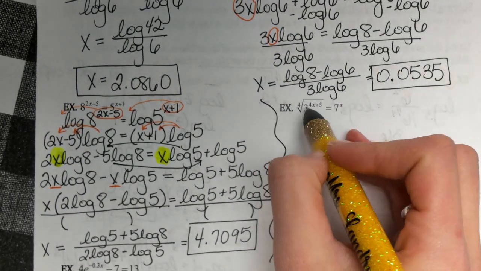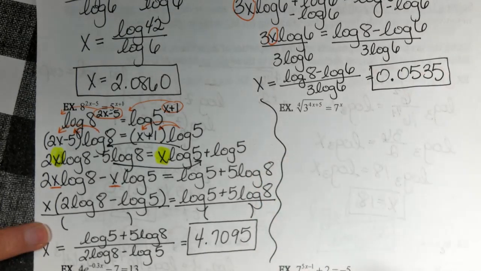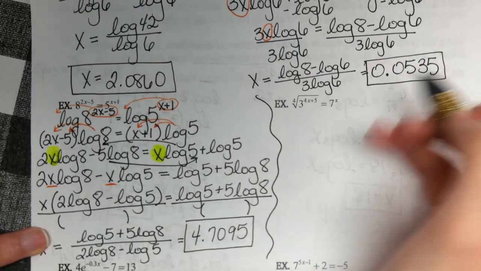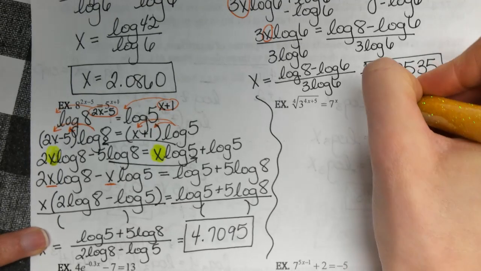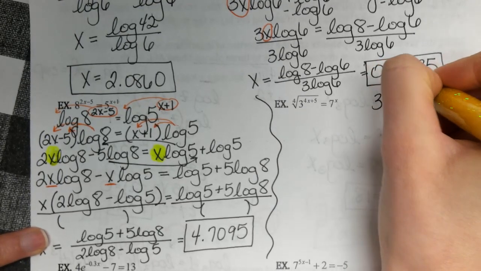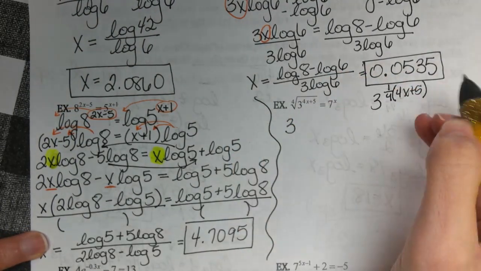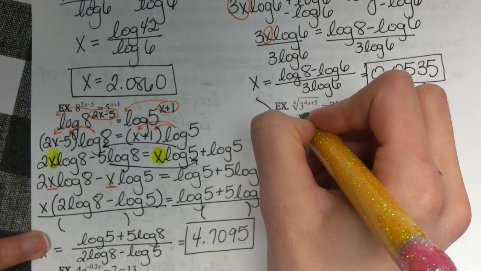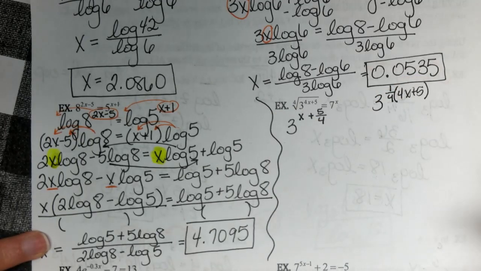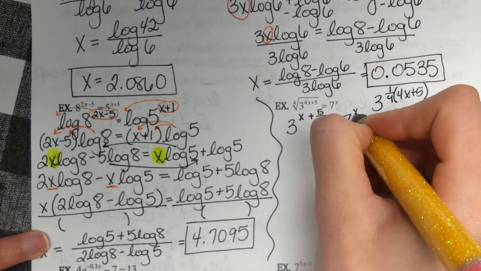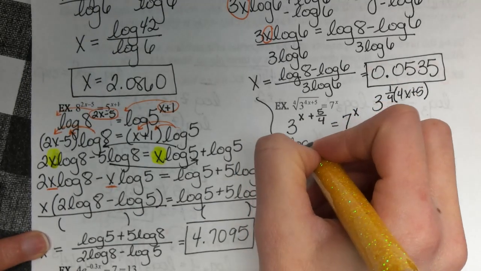So here, I've got the fourth root of 3 raised to the 4x plus 5 equals 7 to the x. Okay, well, the fourth root is the same as 3 to the 1/4 to the 4x plus 5. Okay, so this is going to be 3. 1/4 times 4 is just 1. So 3 to the x plus 5/4 equals 7 to the x. Okay? So I'm going to take the log of both sides.